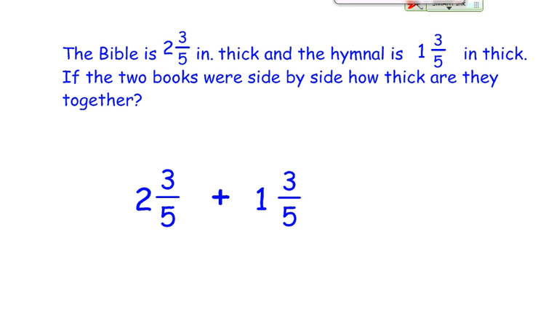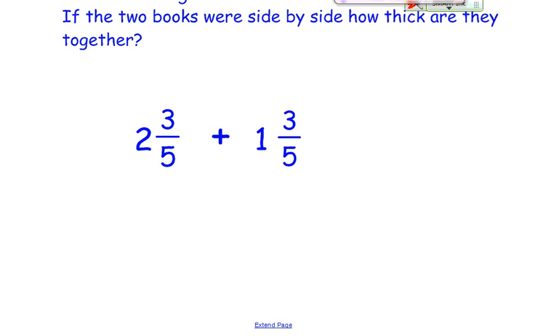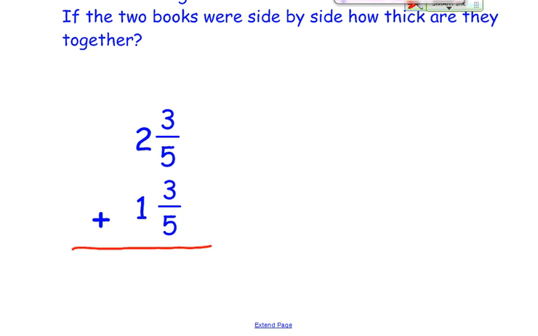Now what about this one? It says the Bible is 2 3/5 inch thick, and the hymnal is 1 3/5 inch thick. If the two books were side by side, how thick are they together? So basically we want to add the thickness of our Bible to the thickness of our hymnal and figure out what is our total thickness when they are side by side. All right, so we have this problem. Now, these problems are a little bit easier to do if we put them in a vertical sense, so I'll move it down there like that. And now we can see what we need to add.